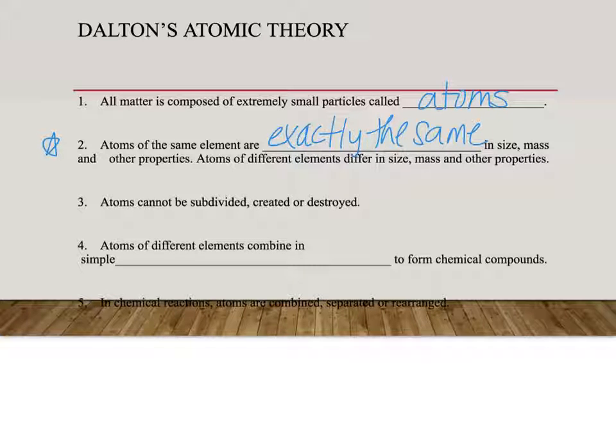created, or destroyed. So I also want you to put a star by that, and again, I'll explain why in a minute. And then the 4th postulate says atoms of different elements combine in simple whole number ratios to form chemical compounds. And then the last one says in chemical reactions, atoms are combined, separated, or rearranged.